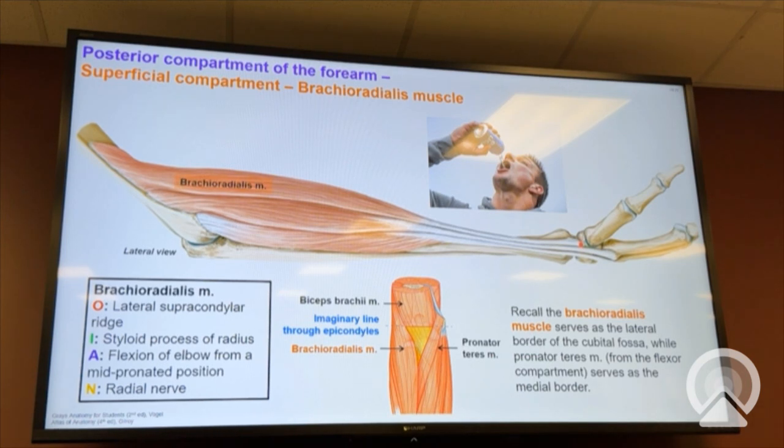Remember, a very important anatomical relationship: brachioradialis as the lateral border of the cubital fossa. And of course, radial nerve.